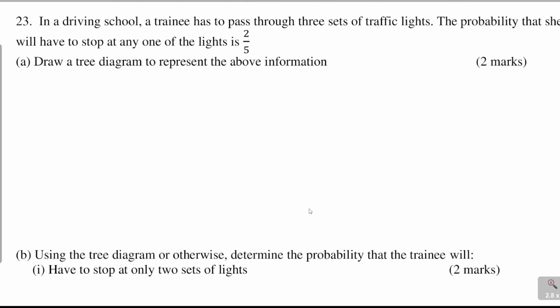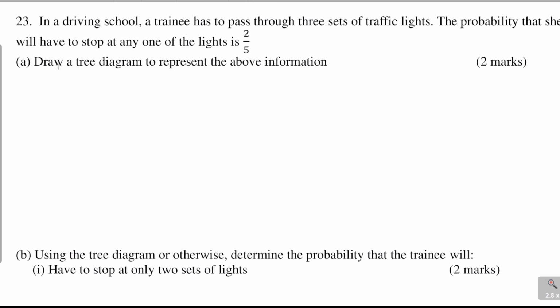Question 23. In a driving school, a trainee has to pass through 3 sets of traffic lights. The probability that she will have to stop at any one of the lights is 2/5. Draw a tree diagram to represent the above information.